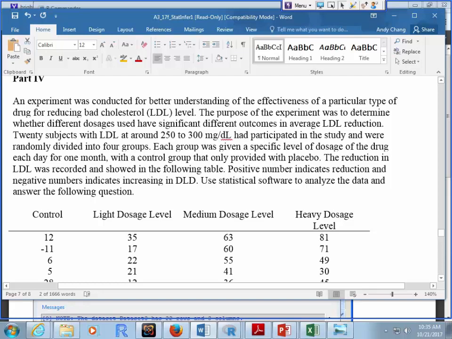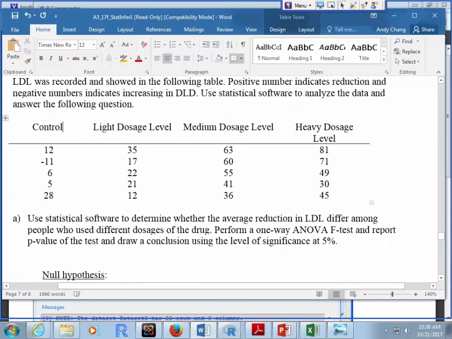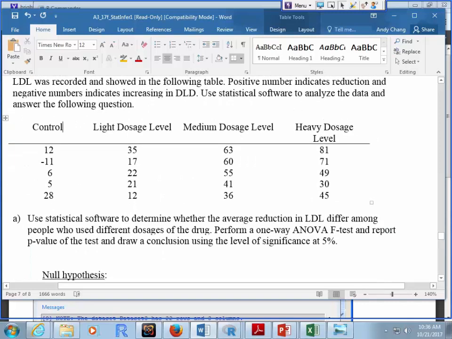Part 4 is again about this reduction of cholesterol. There are different treatment groups: a control group, a light dosage group, a medium dosage group, and a heavy dosage group. We want to see whether there is a difference between the different treatments, and the control is the group that didn't receive any treatment.